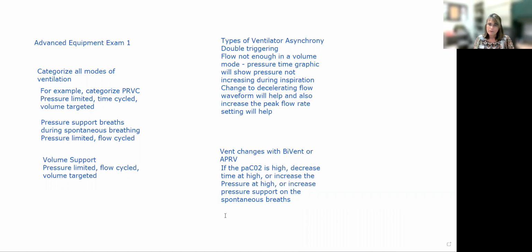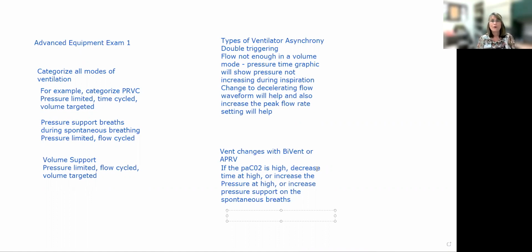Okay, so those are the three things you can do to improve the CO2 level if it's high. So you get a blood gas, CO2s are high, what can you do? If you decrease the time at high, you're going to have more frequent exhalations. It's kind of like increasing the respiratory rate to blow off CO2. So same thing. And then again, more pressure, bigger tidal volume, that's going to blow off CO2. If you give more pressure support on the spontaneous breaths, the spontaneous tidal volume will be bigger. That's going to blow off CO2.